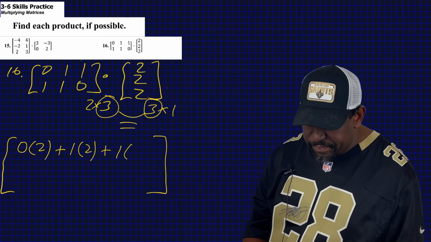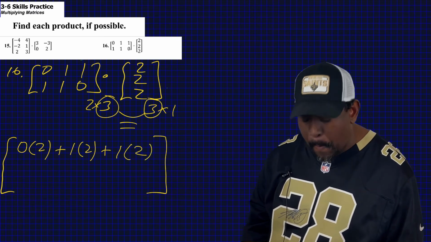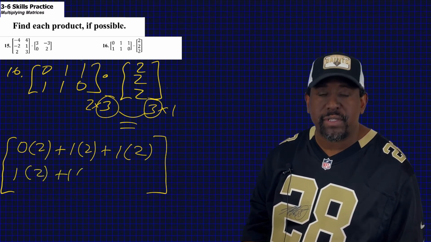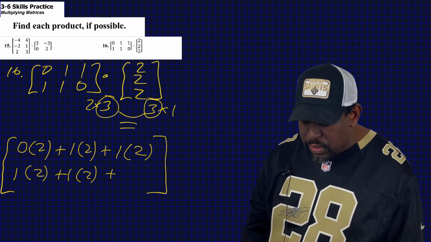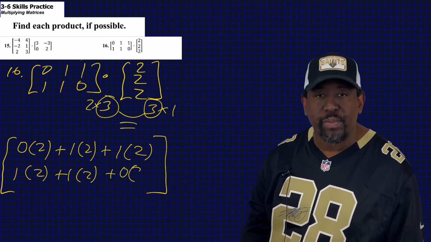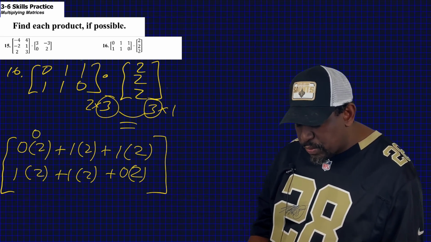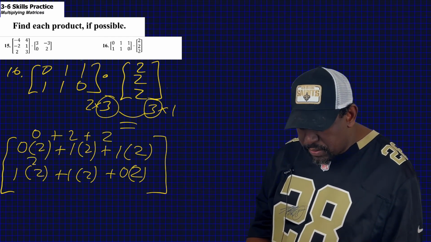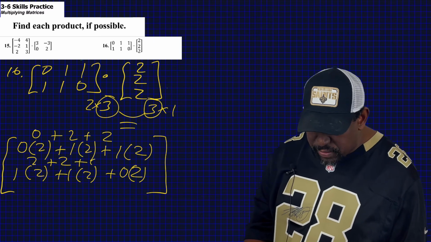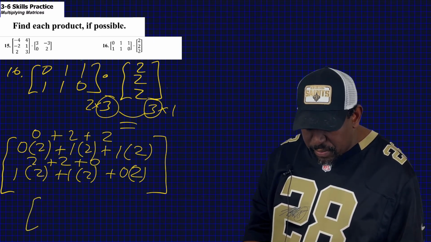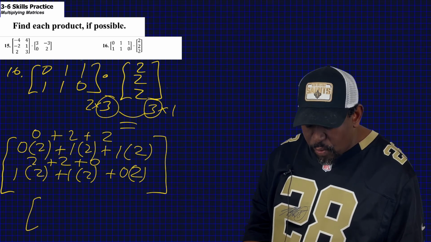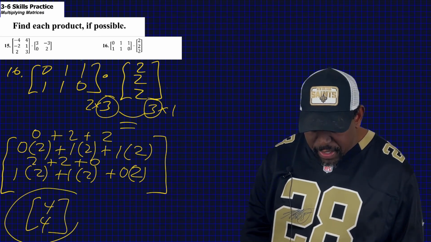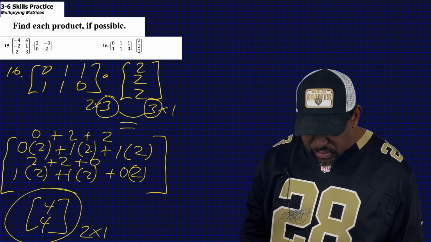So our first product will be 0 times 2 plus 1 times 2 plus 1 times 2. That will be our first row. Our second row will be 1 times 2 plus 1 times 2 plus 0 times 2. So at this point, we will get each of our products. The first row will be 0 plus 2 plus 2. The second row will be 2 plus 2 plus 0. And when you add those sums up, we will get a matrix of 4, 4. And since that is a 2x1 matrix, we know that this matrix is a correct product.